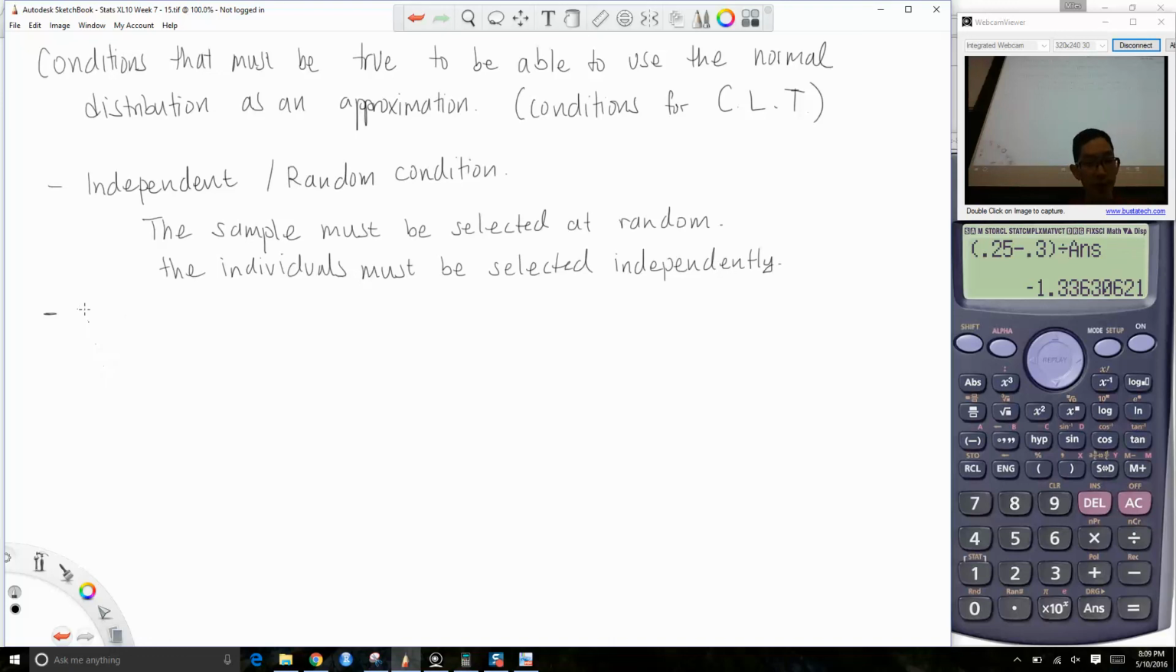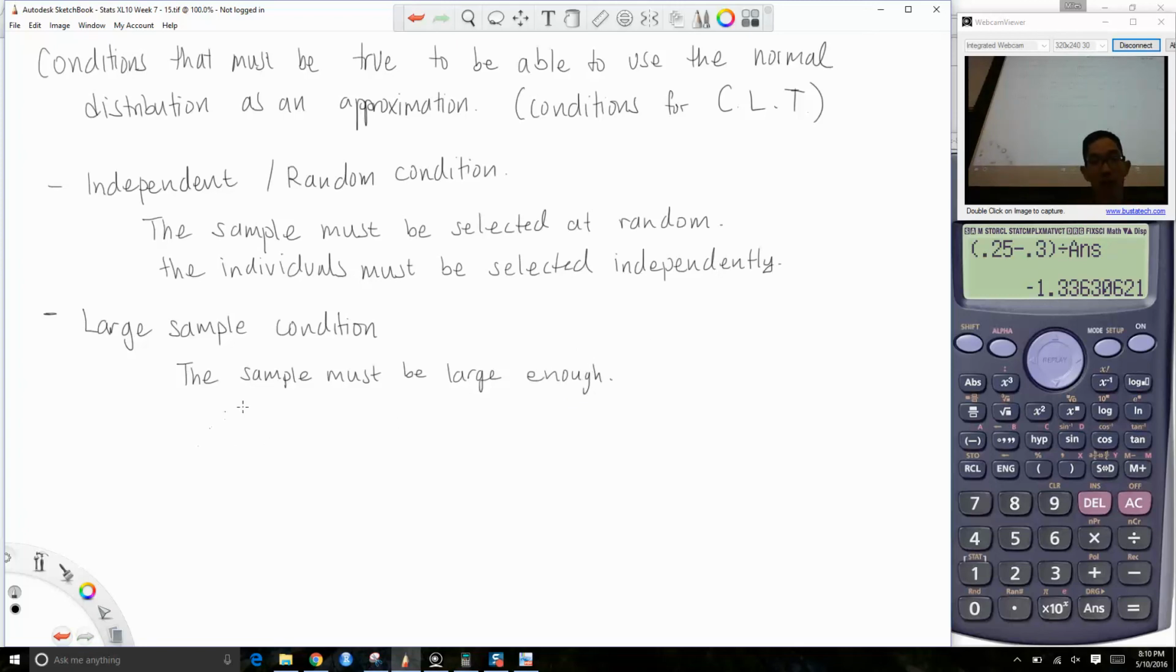Okay, we have the large sample condition. This says that the sample we're dealing with has to be big enough. The sample must be large enough. You cannot have a small sample. All right, how do we decide what is large enough?